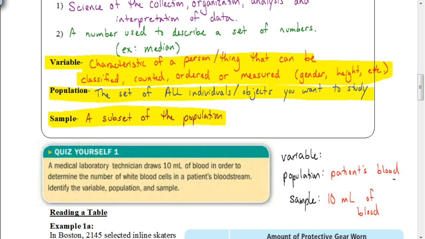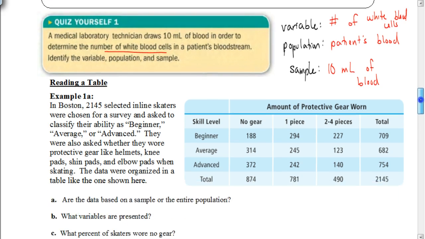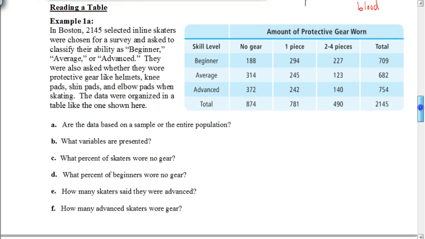And the variable is the piece that we are trying to measure. And we're measuring here the number of white blood cells. So that would be the variable, because that is the piece that is being measured. Let's look at another example.